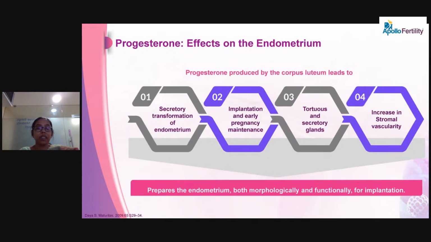Next, preparing the endometrium for embryo implantation. Progesterone has an effect on the endometrium. So, how does progesterone work? It helps to transform the endometrium to a secretory phase. It helps in implantation and early pregnancy maintenance, and it brings about secretory changes in the glands, and there is an increase in stromal vascularity.